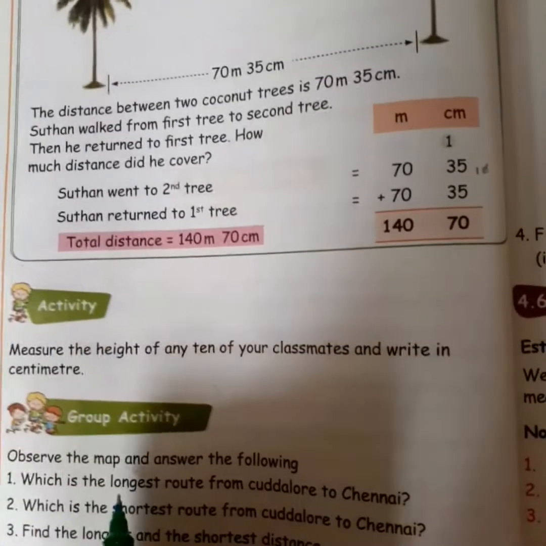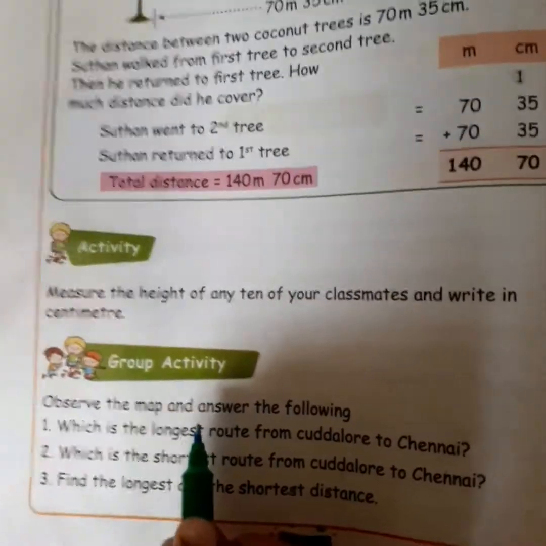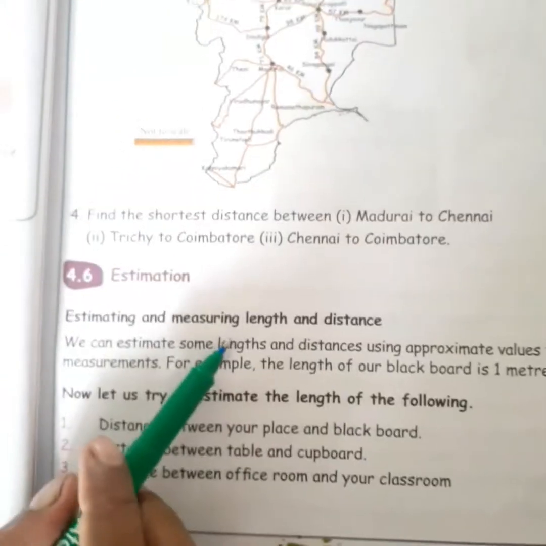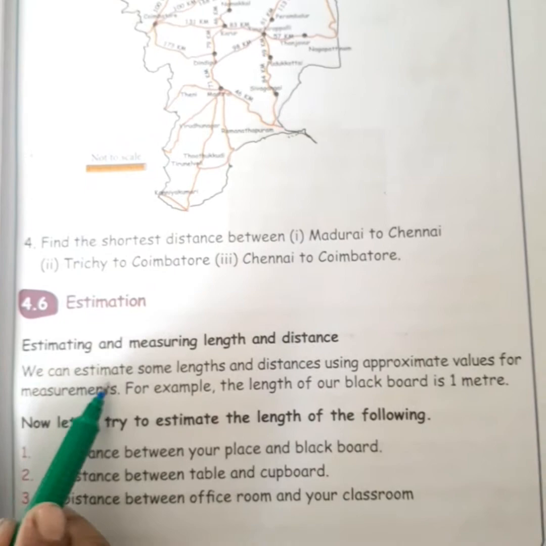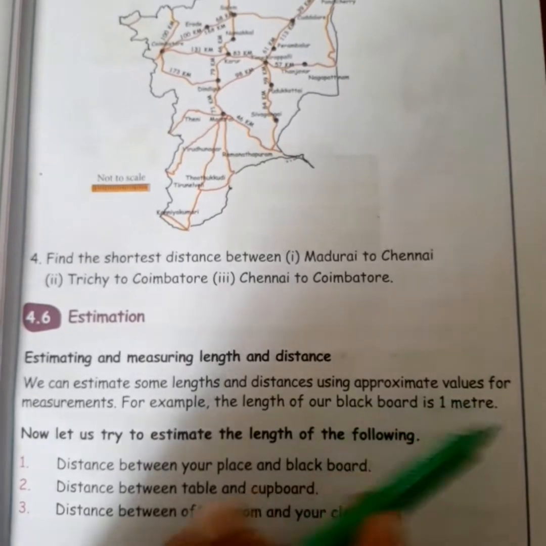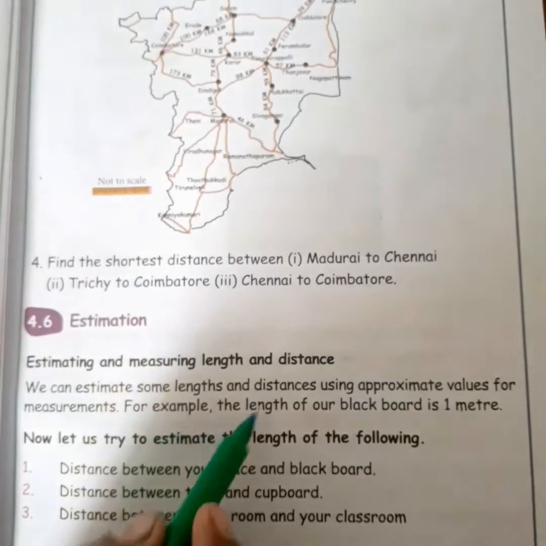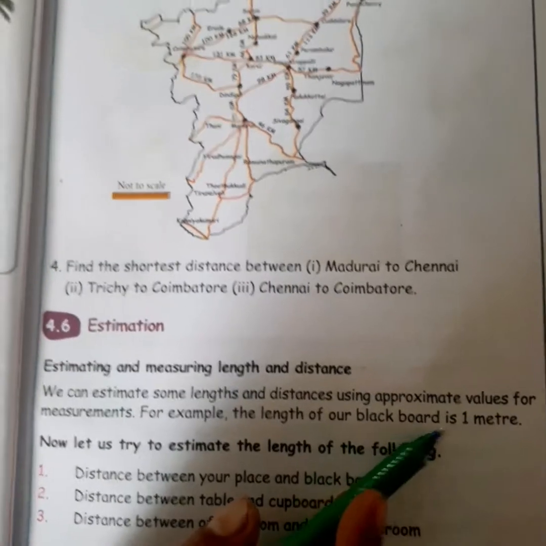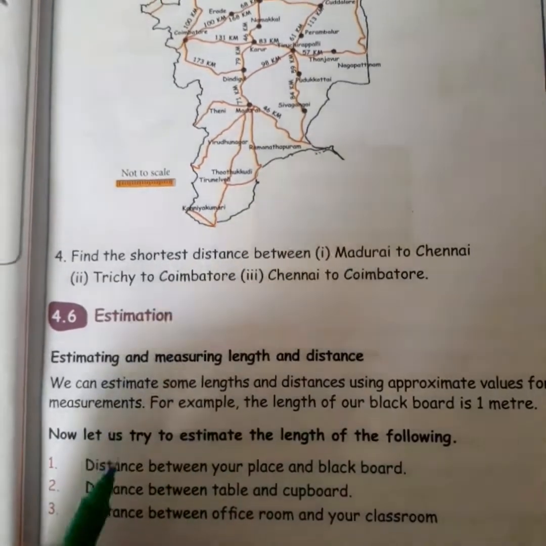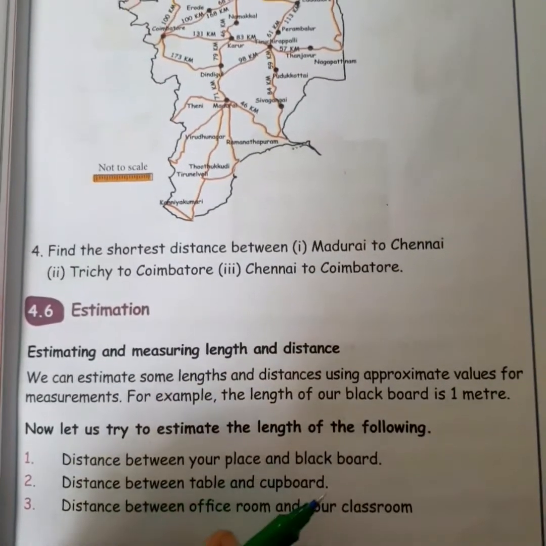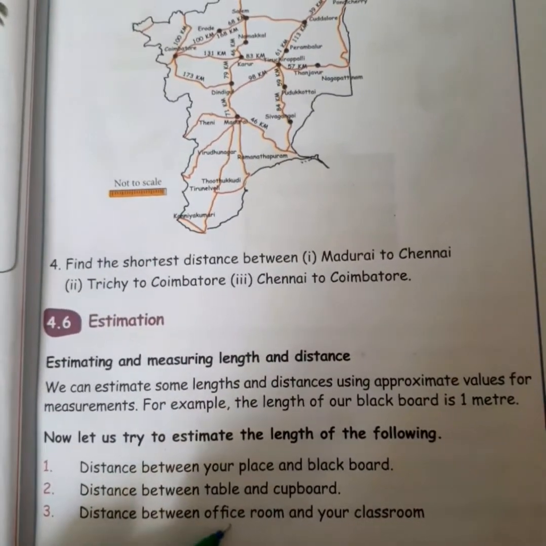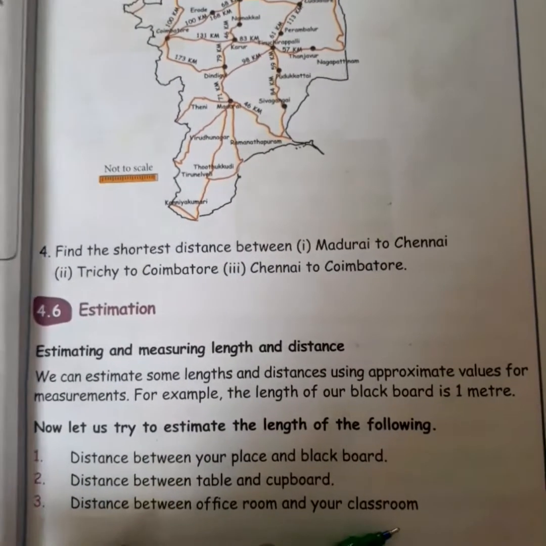Students, practice this activity and the group activity. Okay. Next we are going to discuss estimation. Estimating and measuring length and distance. We can estimate some lengths and distances using approximate values for measurement. For example, the length of our blackboard is 1 meter. Now let us try to estimate the length of the following. Distance between your place and the blackboard. Distance between the table and the cupboard. Distance between the office room and your classroom.